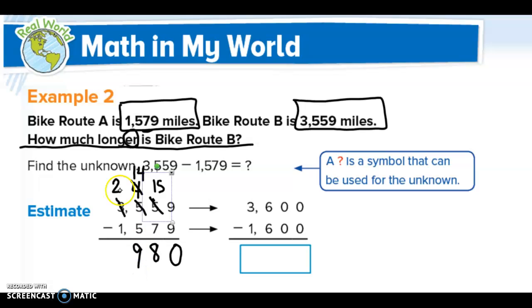Our last place value, 2 minus 1, is 1. And let's not forget to put our comma in. So our answer is 1,980. What are we talking about here?